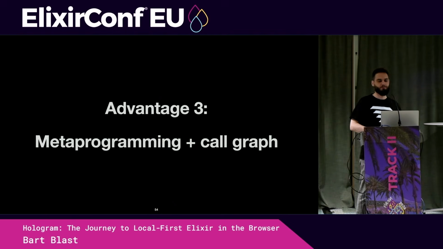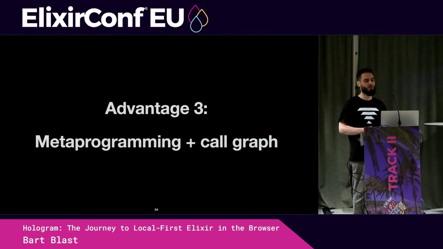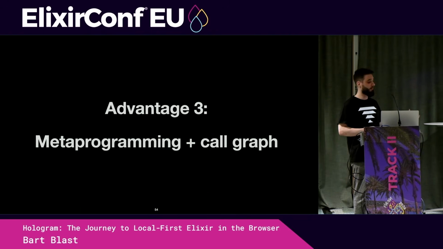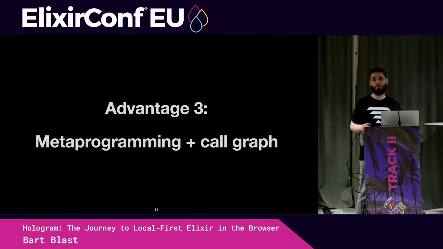3, metaprogramming plus call graph analysis. Elixir has macros, compile-time code generation, not runtime decorators. A macro evaluates arbitrary logic at compile time and emits code. Hologram has call graph analysis. It already uses it to ship only the code each page needs. Combine them, and you get a compile time toolkit for sync no JavaScript stack has.